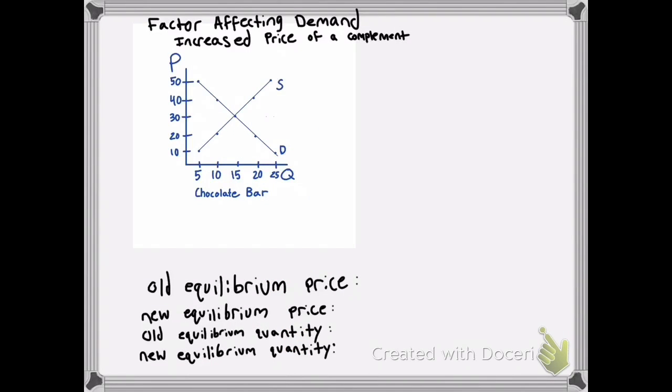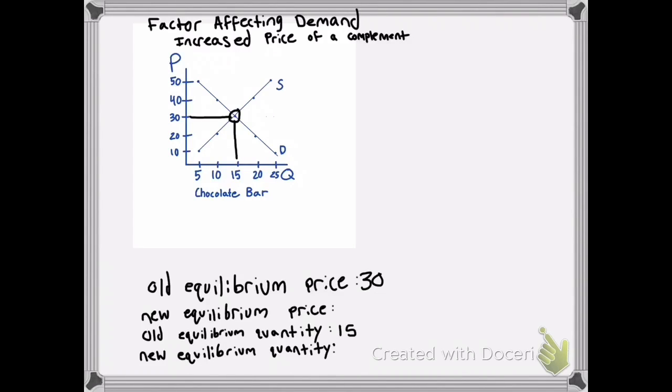Okay, so this is a supply and demand graph. First we have to find the equilibrium, which is where the supply and demand curves intersect, which is right here. First we're going to find the equilibrium price, which is on the y-axis. That lines up with 30. And we're going to find the quantity, which is on the x-axis. That lines up with 15.